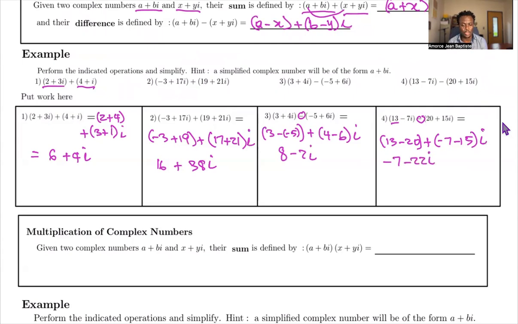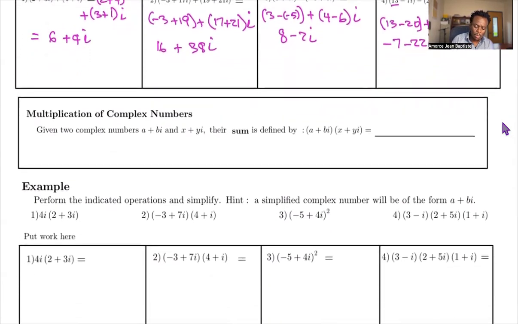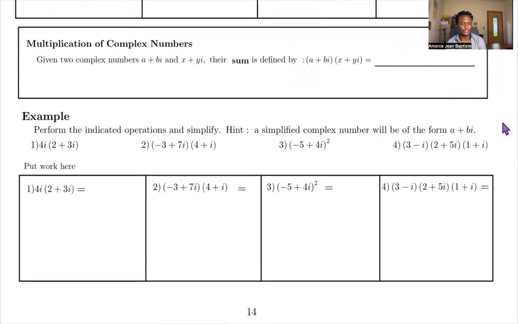So that's how you add or subtract complex numbers. You add the real parts together and the imaginary parts together. And same thing with subtracting: subtract the real parts together and subtract the imaginary parts together. Now let's look at multiplication of complex numbers.